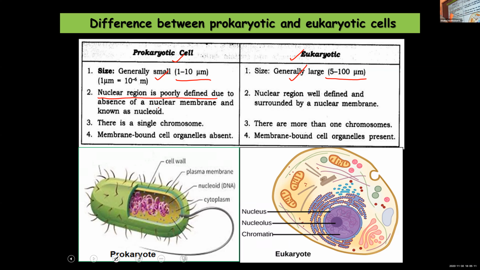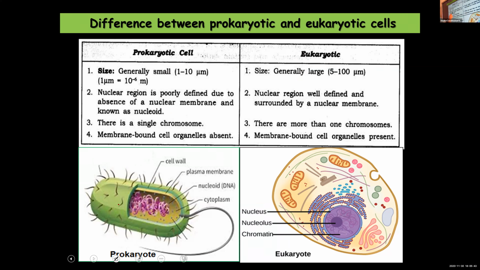It does not have any nuclear membrane. Due to the absence of a nuclear membrane, such a poorly defined nuclear region is called a nucleoid. See, surrounding this one, there is no nuclear membrane. Only some genetic material is present, but there is no nuclear membrane covering the nucleus. You can see here there is no membrane, just some genetic material is present.